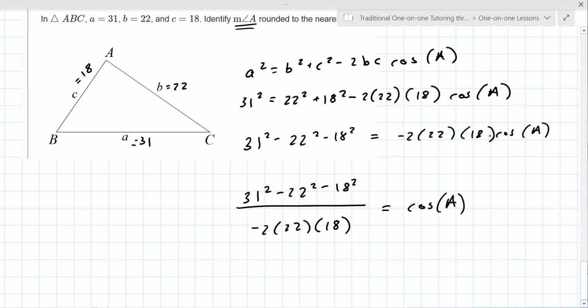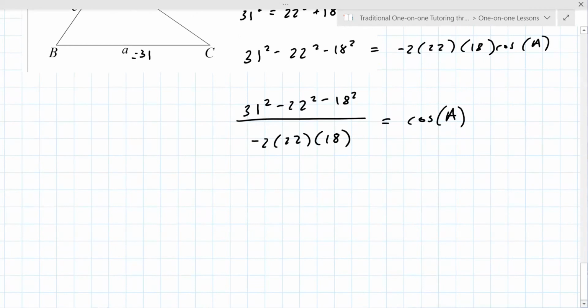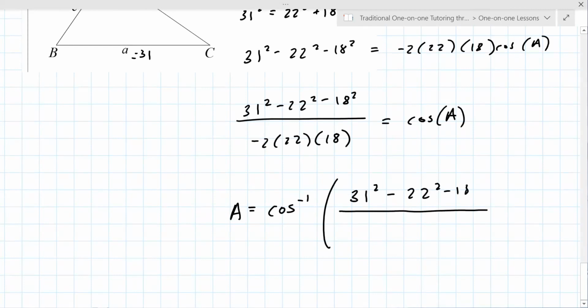I just divided this over. Now the very last step is to undo cosine with cosine inverse. So it's cosine inverse of, and this is what you're going to have to enter in your calculator very carefully. But if you enter this starting from the left, create a fraction, put these numbers on the top, these numbers on the bottom, you will get the right answer. Okay. So I'd like to see you work through that.